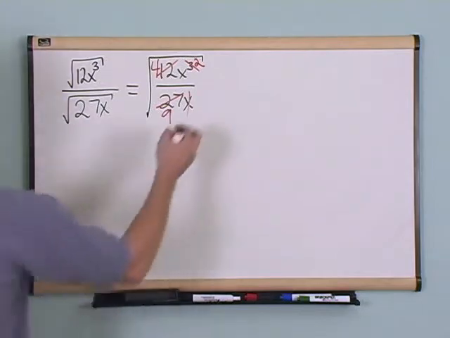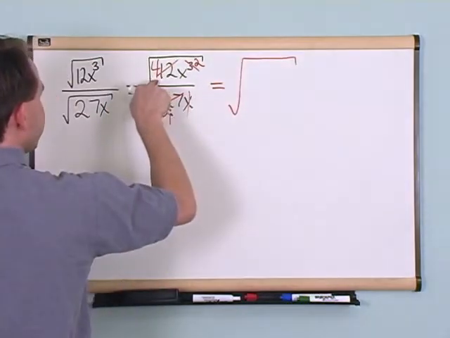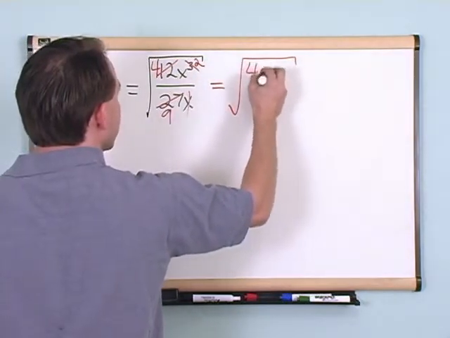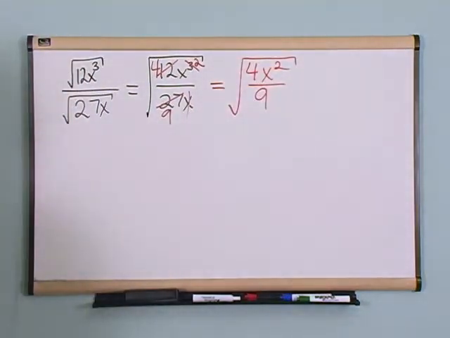Okay, so we can write my big radical again. What I'm left with is 4x squared on the top divided by 9. That's what I'm left with.